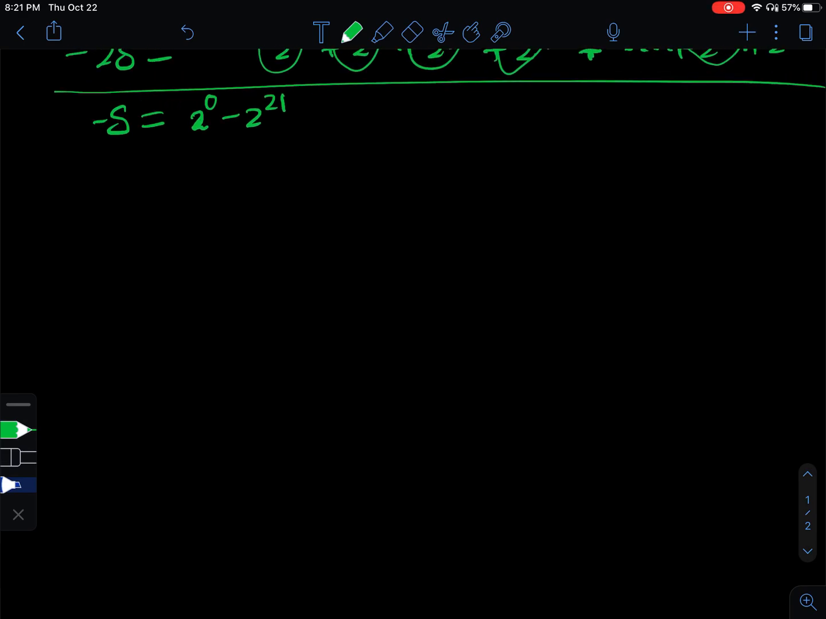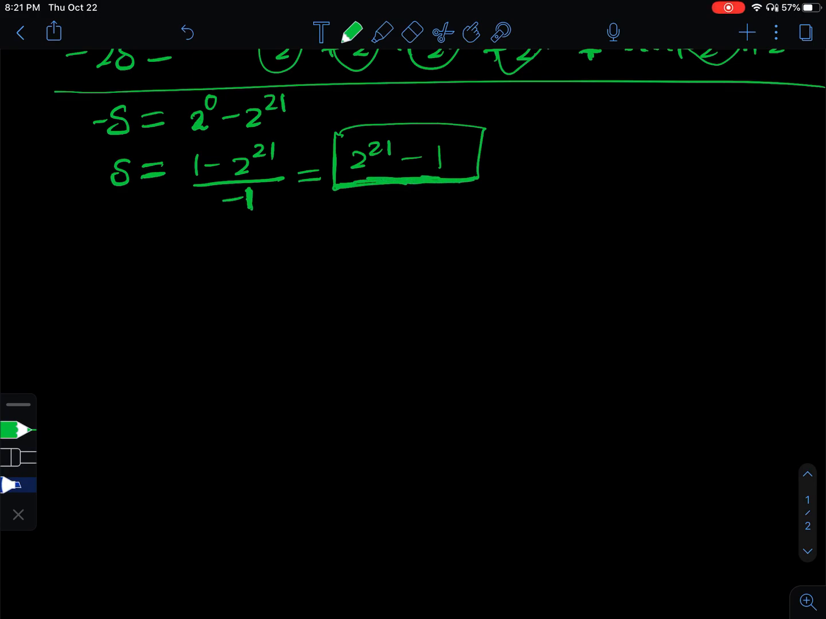And then all you're doing is multiplying or dividing both sides by negative 1. And instead of writing 2 to the power 0, I'm going to write the actual 1 now. 1 minus 2 to the power 21 over negative 1. Or you can flip the thing in the numerator and just write it as 2 to the power 21 minus 1. And there you go. That's your answer. No, I am not going to expand this out. If you want, you can use a calculator to do that. But yeah, that's all that's important.